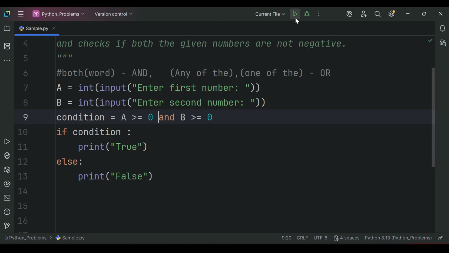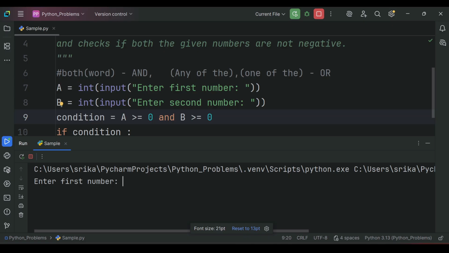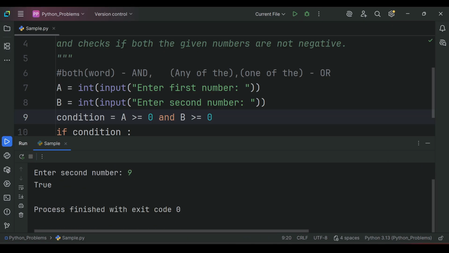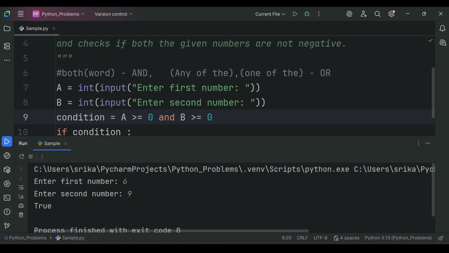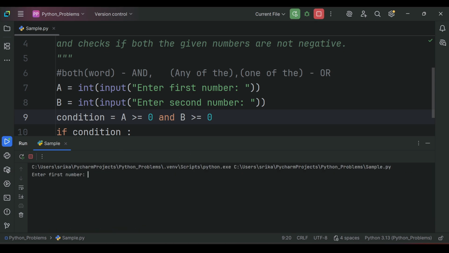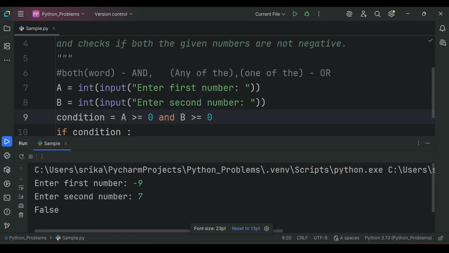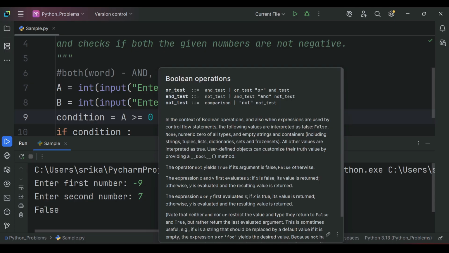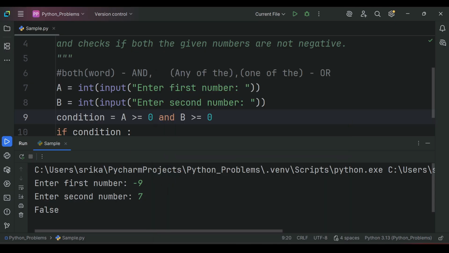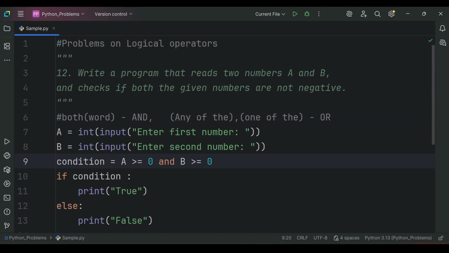See here, the first number I am giving 56 and the second number 9. It's a true condition. Why? Because both the given numbers are positive. Here one number I am giving negative and another positive. Now false will be printed. Why? Because when we are using the logical AND operator, if at least one condition is false, then the total condition is false. I hope you understand this simple problem. We will see the next problem.